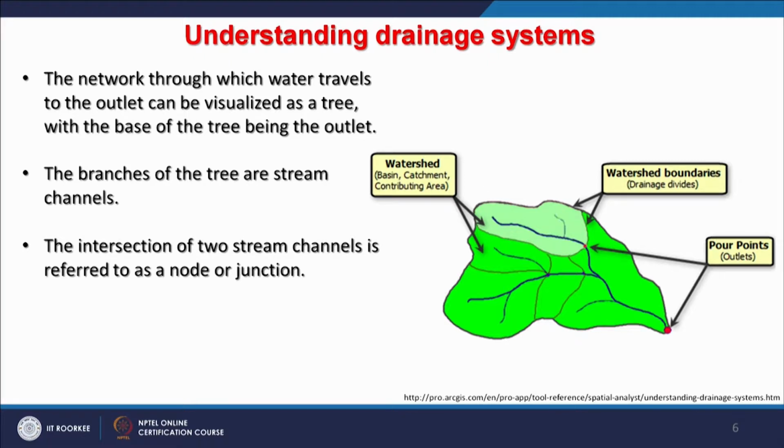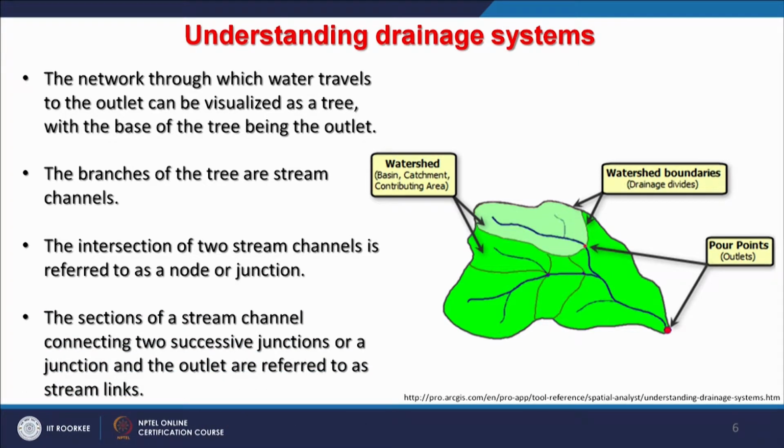If we talk in terms of vector data, the same concept is used when two vector lines meet, then we say node, or maybe internode and other terms can be used. Similarly here, the intersection of two stream channels is referred to as a node, and the sections of a stream channel connecting two successive junctions or a junction and the outlet are referred to as stream links. So these are important while doing surface hydrologic modeling.